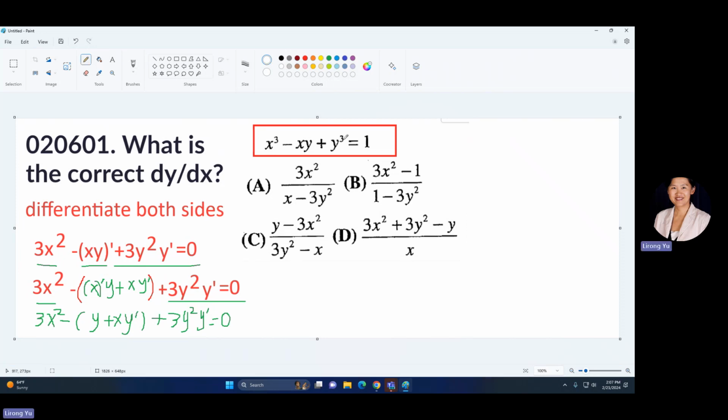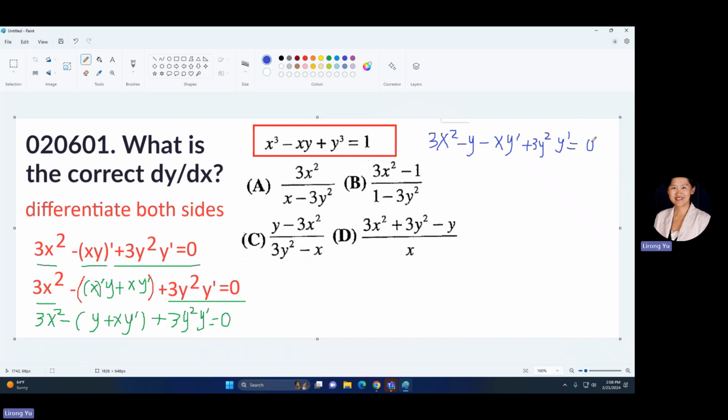Maybe you have already finished the calculation. So this is going to be 3x squared. After removing the parentheses, it is minus y. See, this one has no y prime because we're really only differentiating the x term, and the y term just plays as a coefficient, as a number. This is a summation because of product rule, but with this minus sign outside, it's actually minus x y prime. Make sure you change the sign as you remove the parentheses. And then we have plus 3y squared y prime.